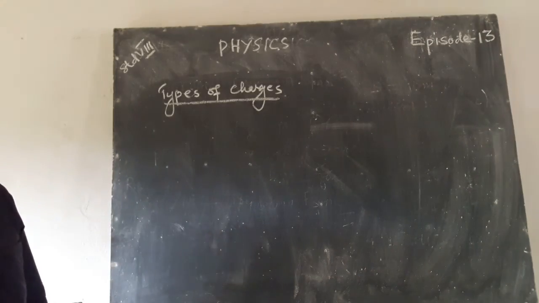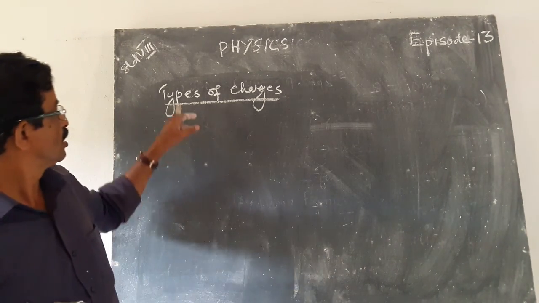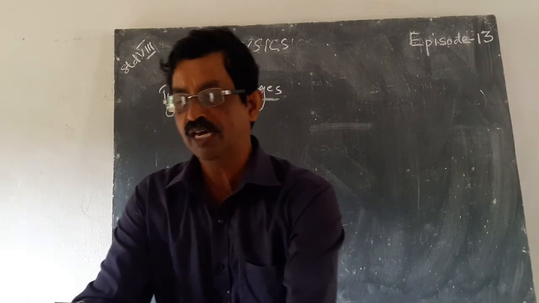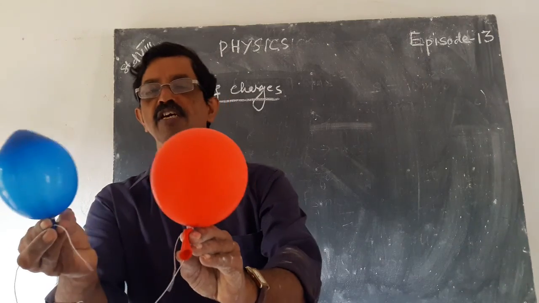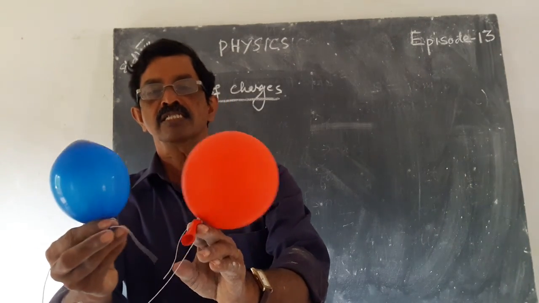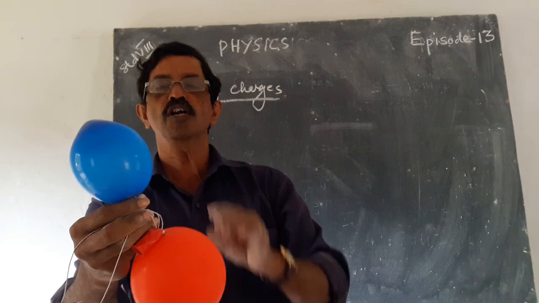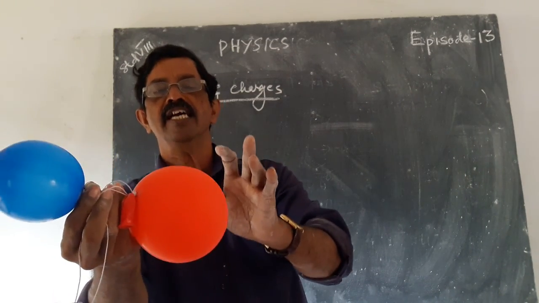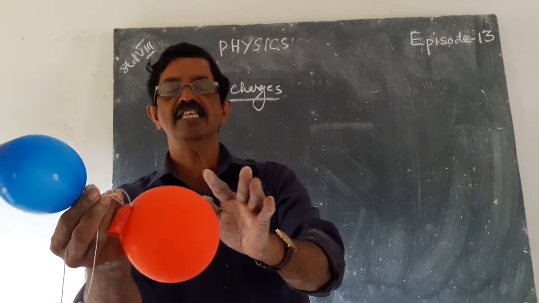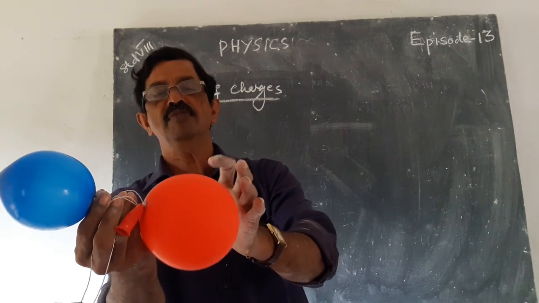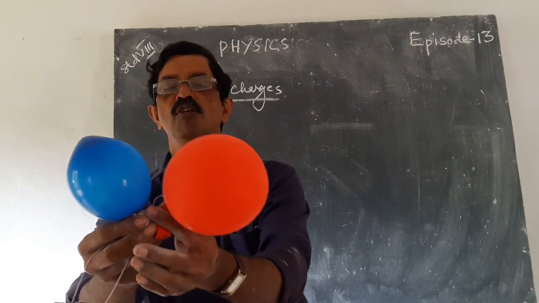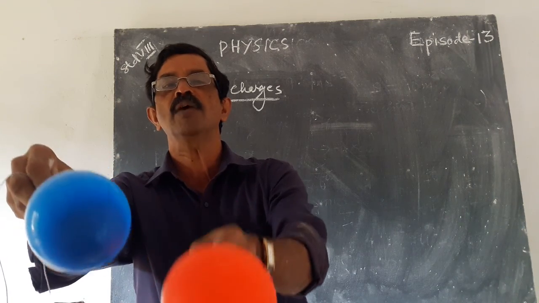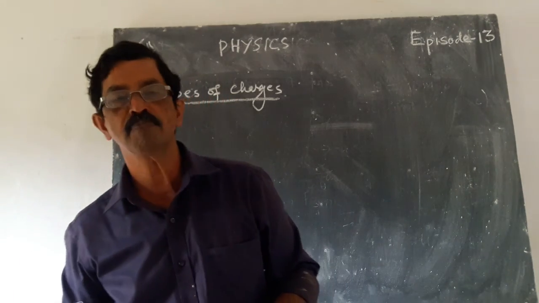Types of charges. See, these are two balloons. At first, one of the balloons is rubbed with the polythene, and without touching it, another balloon is also rubbed with the polythene. Then they are brought near in this way, and you can see they are repelling each other.